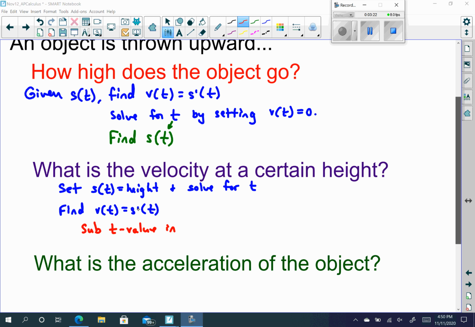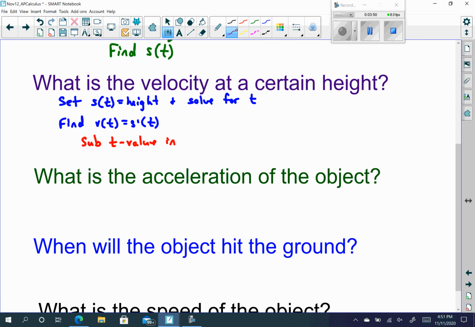But in the first question, we had to find the velocity first and then set that equal to 0 to find t. Then we would find the position at that certain time value. The next question, again, we'd have to set s of t equal to that height to find the time it took to get to that height. Then we would find the derivative of the position function, which gives us velocity. Then we would evaluate the velocity function at that t value.